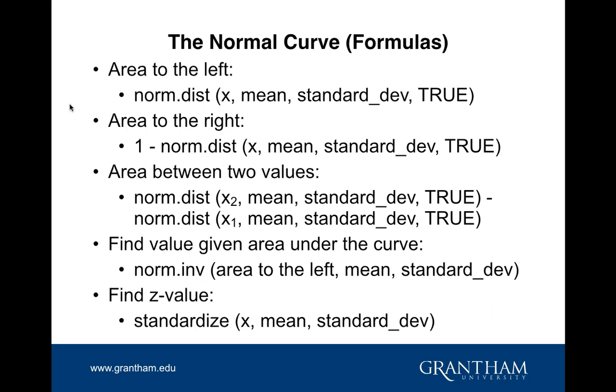The Excel formula gives you directly the area to the left, but if you're trying to find the area to the right, you'll have to subtract from 1. If you're trying to find the area between two values, you have to subtract the smaller value from the larger value. And when you're given the area under the curve and asked to find the x value that corresponds to that area, again, you have to take away the S that's between the norm and the inv. But here, everything else remains the same. You're typing in the area to the left of that value, and you're typing in your mean and your standard deviation.